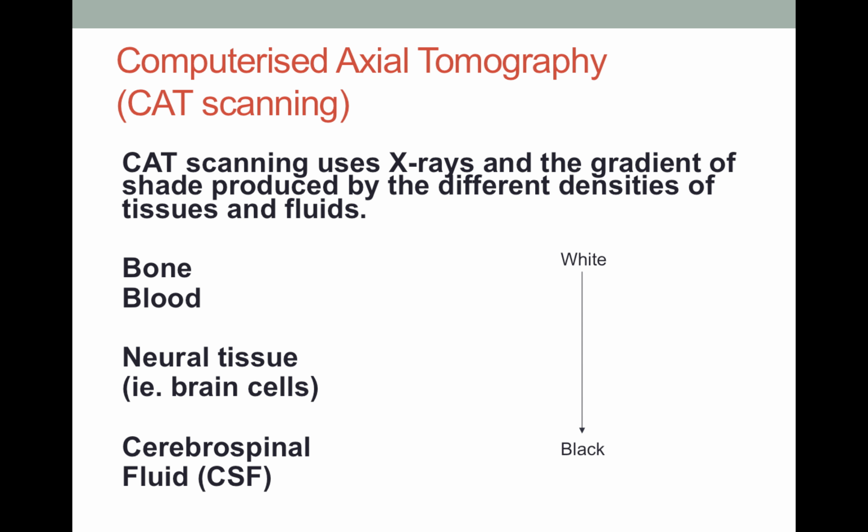The gradient of shade produced by the X-rays in a CAT scanner indicates the different densities of tissues and fluids. Bone and blood appear white, while CSF appears black, and neural tissues, in other words brain cells or neurons, lie somewhere in between, so they are a shade of grey. Because the CSF comes up black, dark areas can indicate edema and infarction, whereas bright areas indicate calcifications, hemorrhage, and bone trauma.